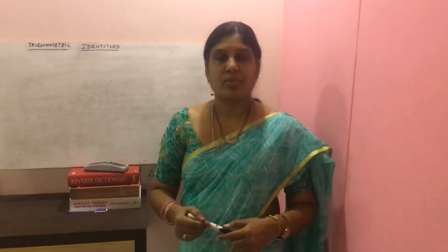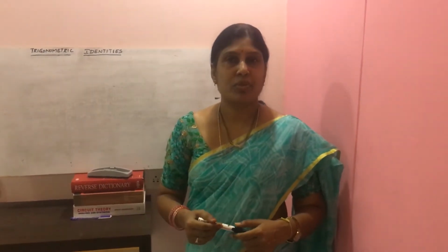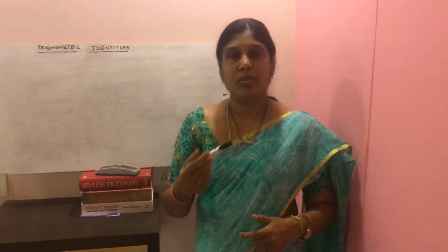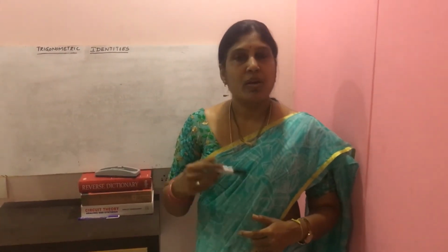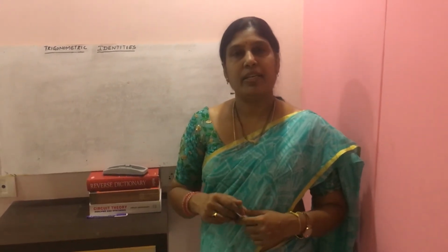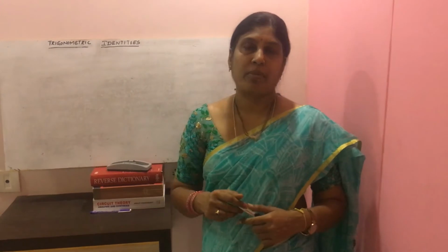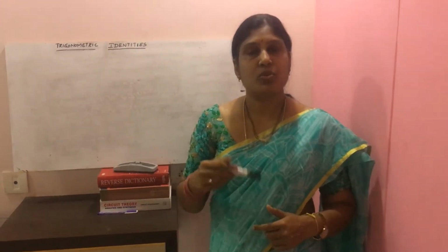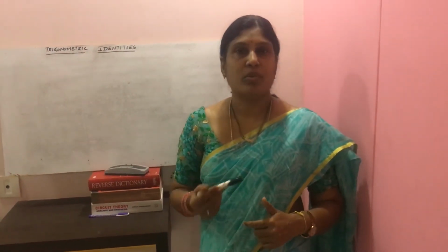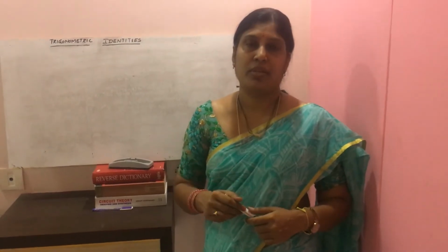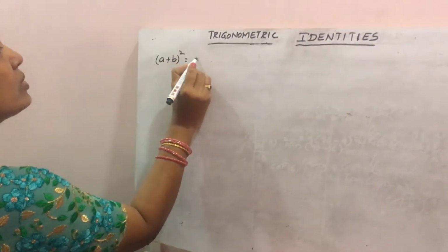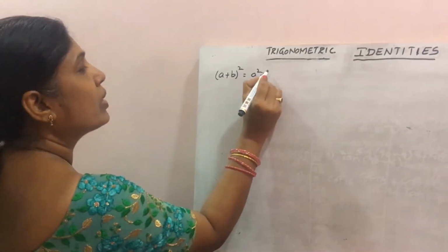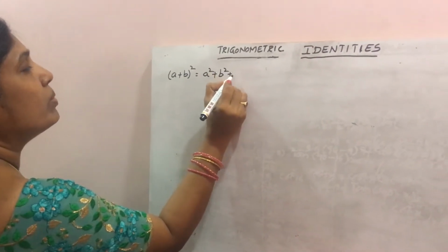In previous class, we have done trigonometric ratios of complementary angles and we solved some problems based on complementary angles also. Now we will see trigonometrical identities. What is an identity? An identity is a mathematical equation that is true for all the values of variables in that equation. (A plus b) whole square is equal to a square plus b square plus 2ab.